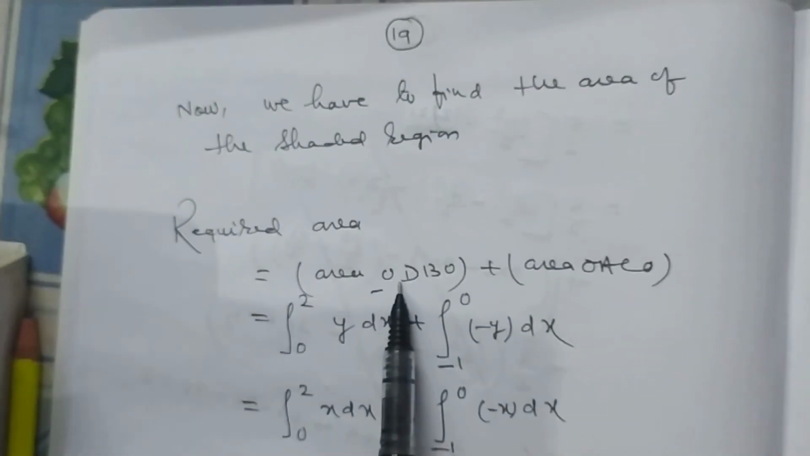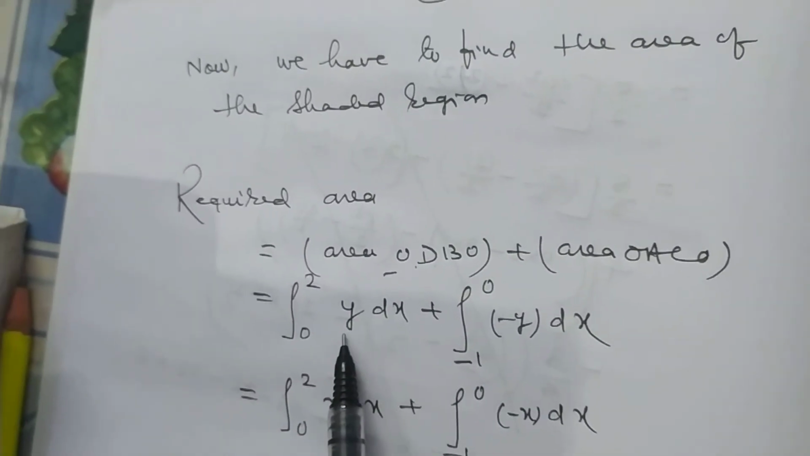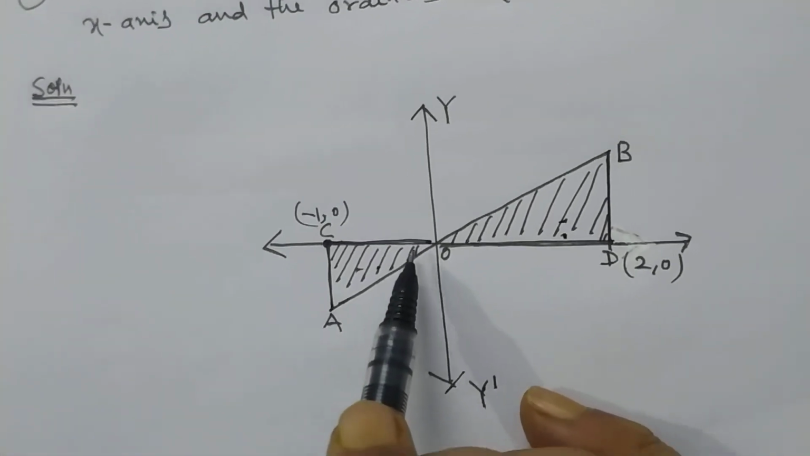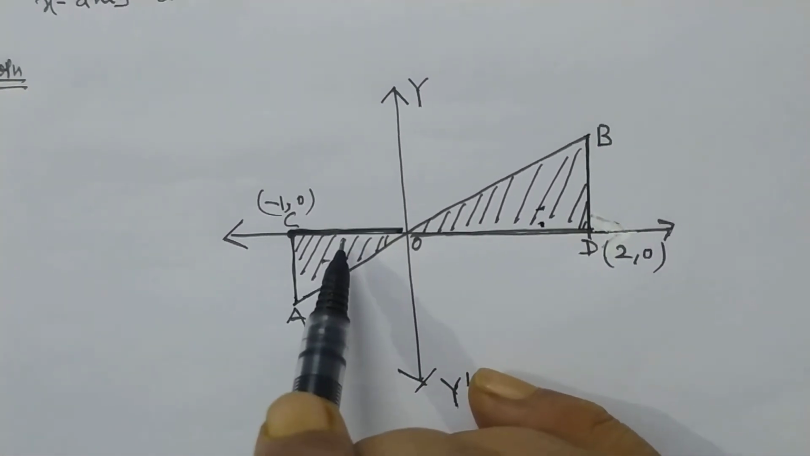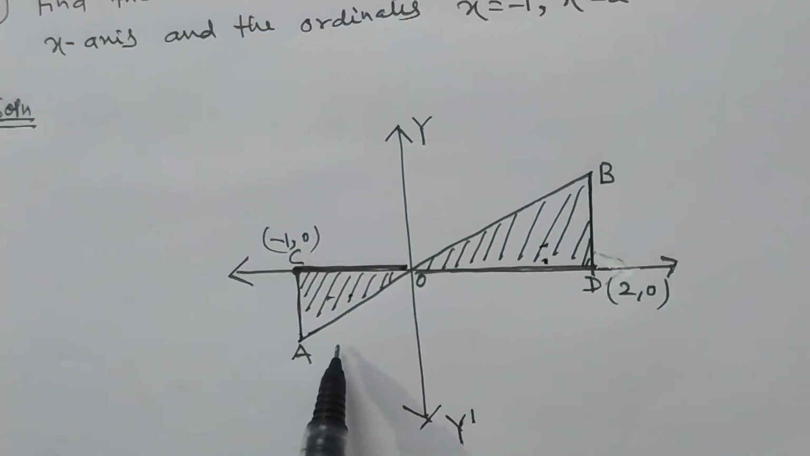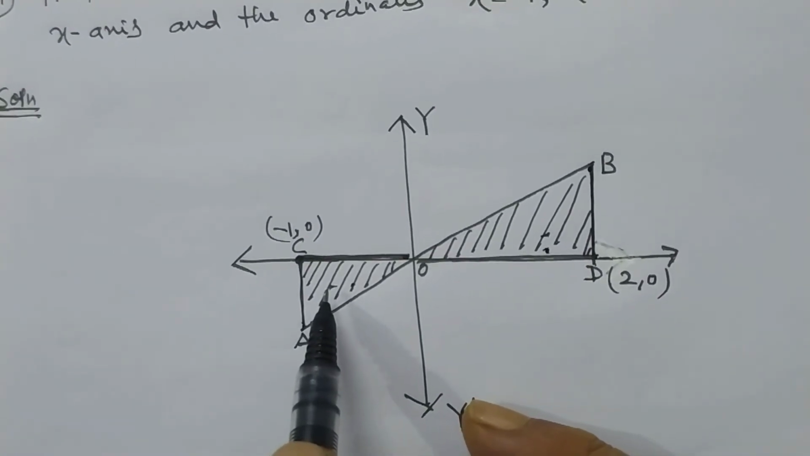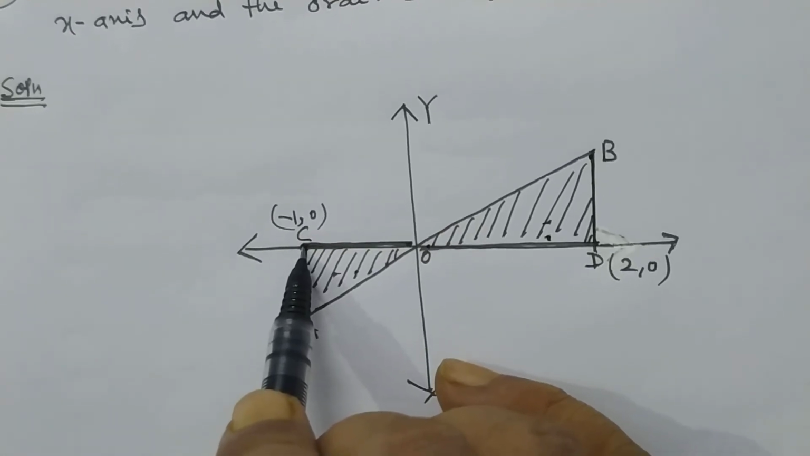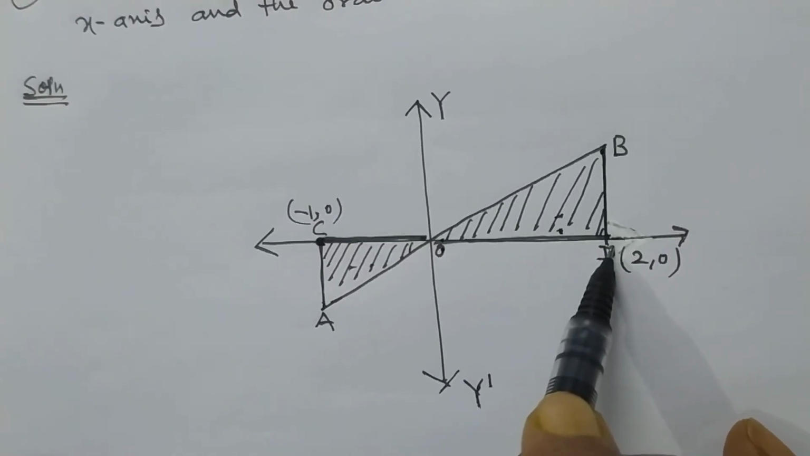The required area is equal to the area of ODBO plus the area of OACO. And it will be the integral of y dx from 0 to 2, plus the integral from minus 1 to 0 of minus y dx. Why is it minus? Because this part is below the x-axis and that part is above the x-axis. So it is negative, from minus 1 to 0.